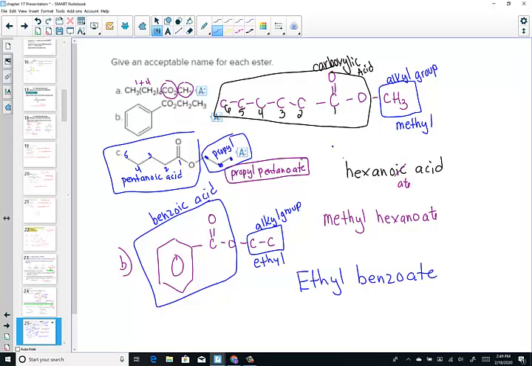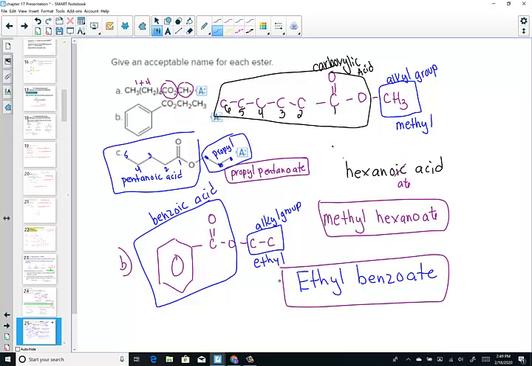So letter A, methyl hexanoate. Letter B, ethyl benzoate. And letter C, propyl pentanoate. Leave the O, just turn the ic to ate.